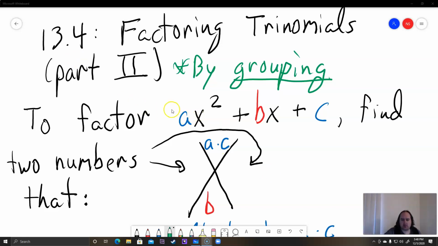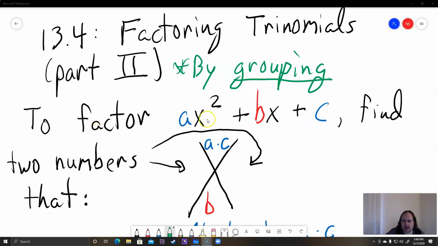Well, in this section, we're dealing with where your highest power, x squared, actually has some number multiplied by it. So we're labeling our polynomial ax squared plus bx plus c. And the way I'm going to teach you this is we're going to factor by grouping. You can actually factor a trinomial by grouping, which takes a while, but it's not too hard of a process once you get used to it.